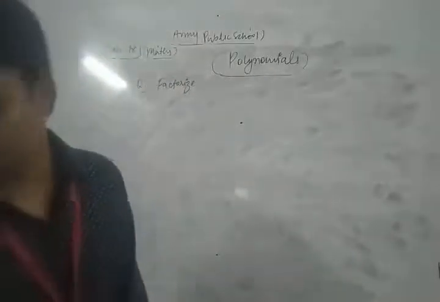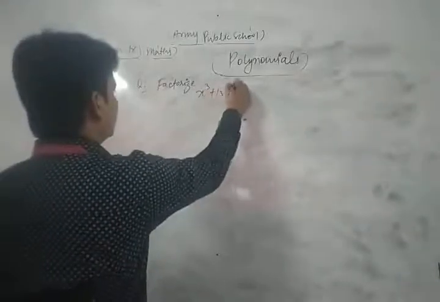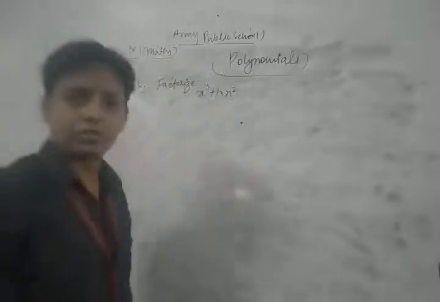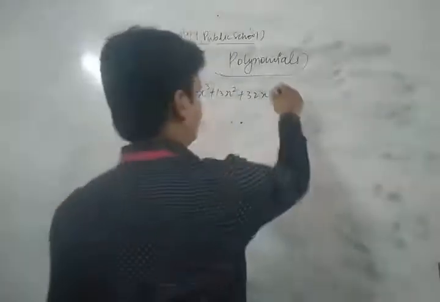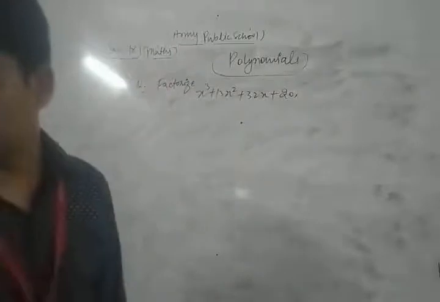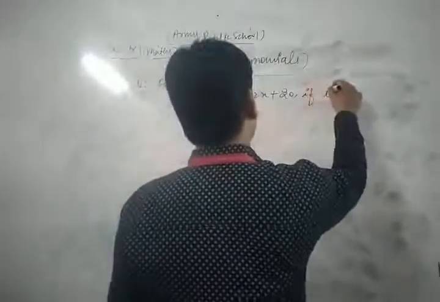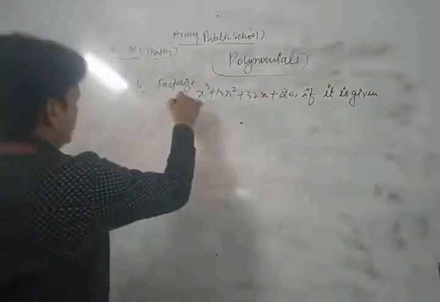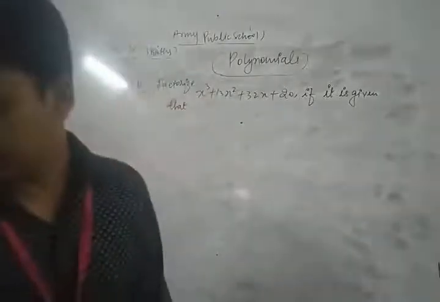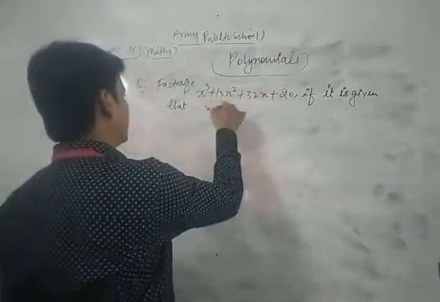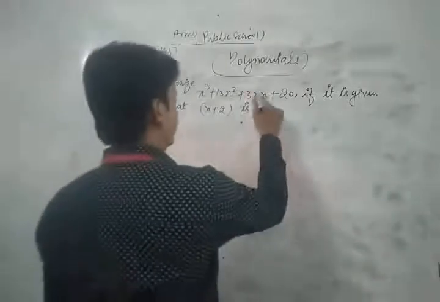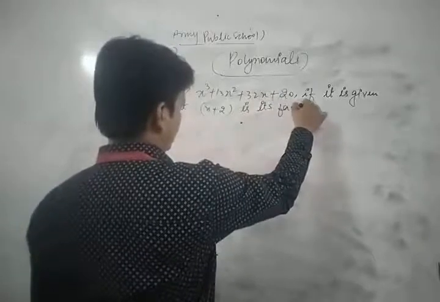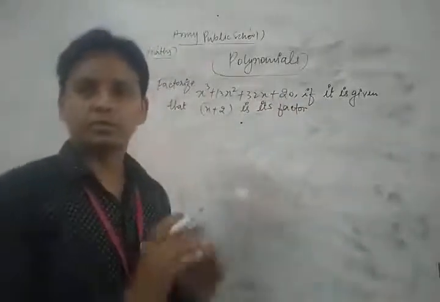The question is: factorize x cube plus 13x square plus 32x plus 20, if it is given that x plus 2 is its factor. This is one of the most important questions of your syllabus.